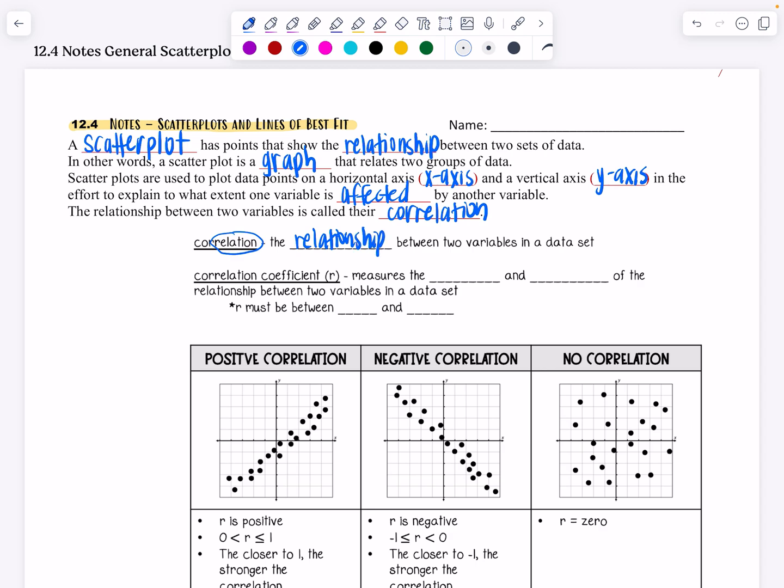Okay. Then we have something called our correlation coefficient, which we're going to look at in a little while. It is going to measure both the strength, how strong the relationship is, and the direction, whether it's positive, negative, or no correlation. And the R is going to be between -1 and +1. So another way to write that would be -1 ≤ R ≤ +1.